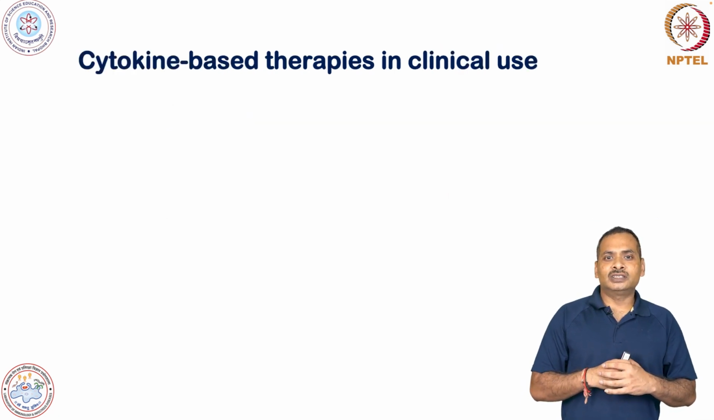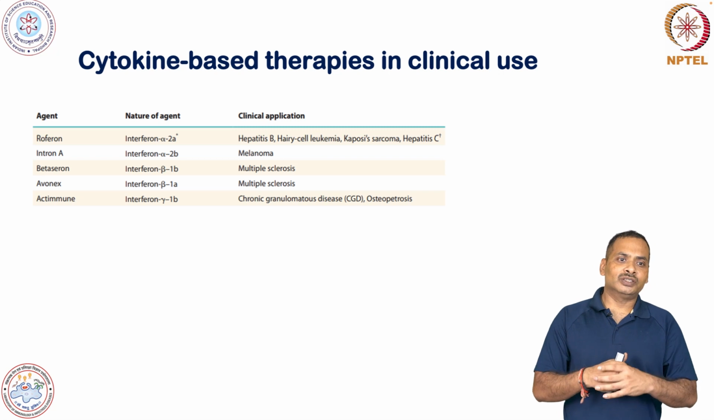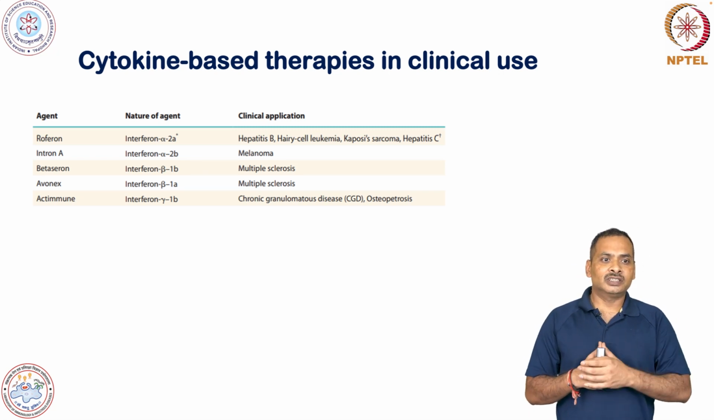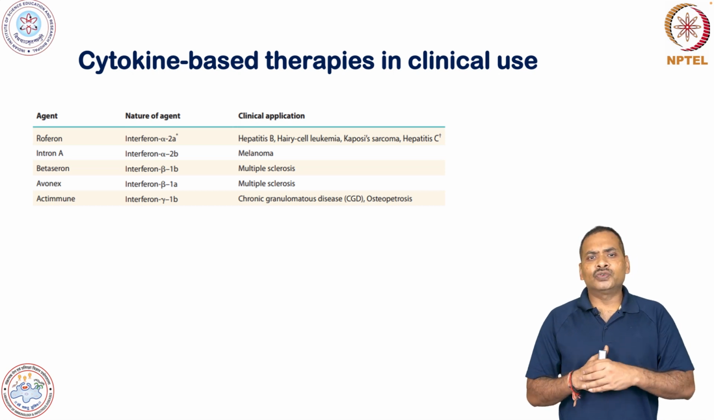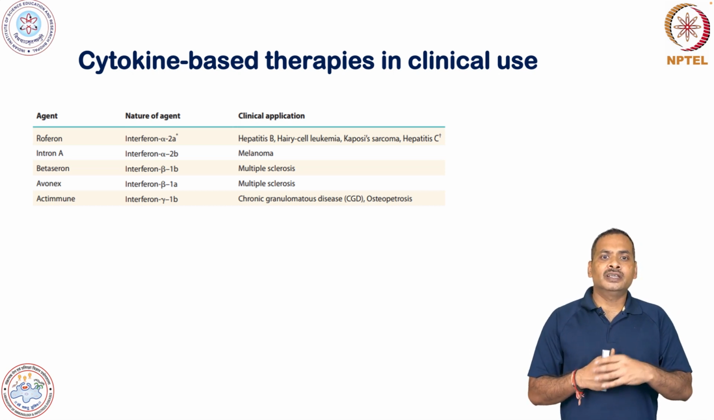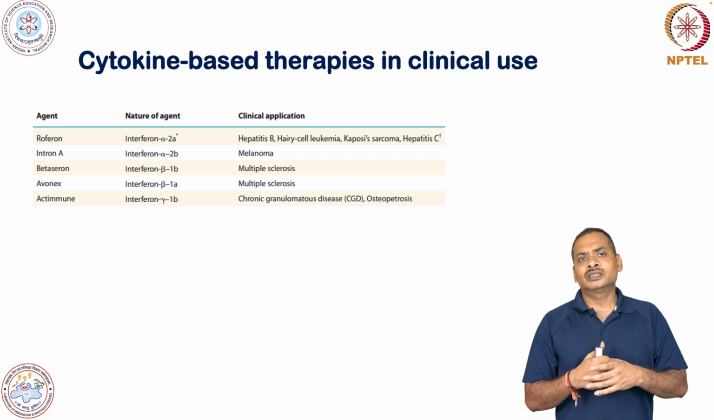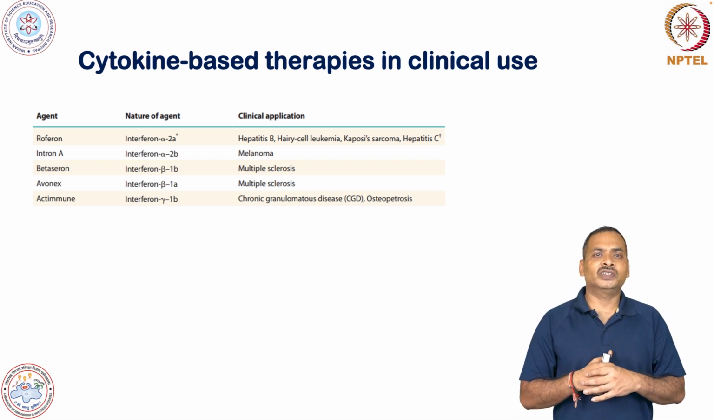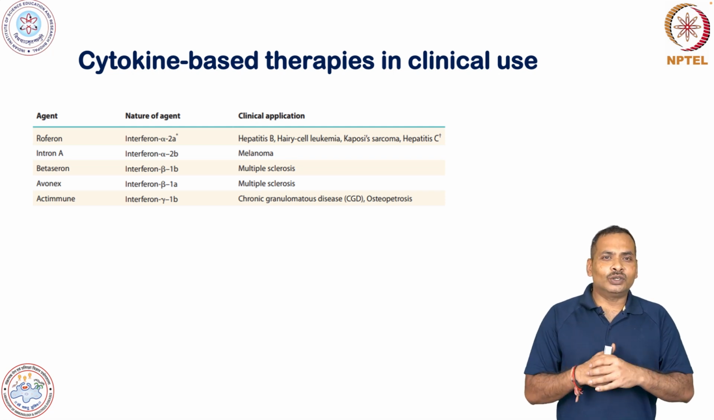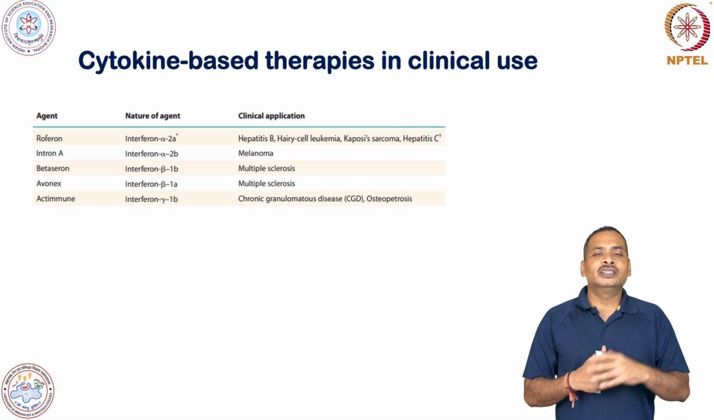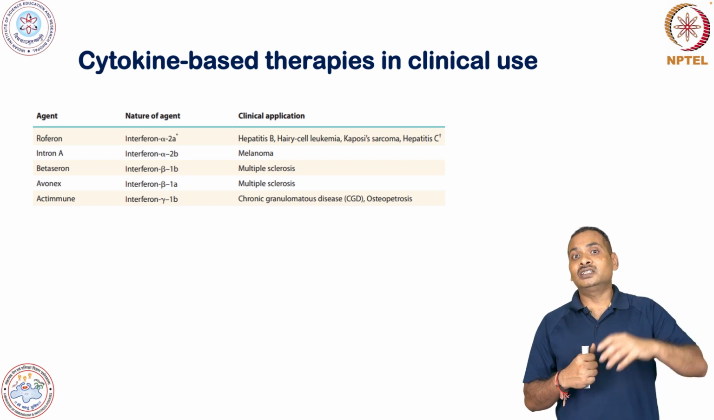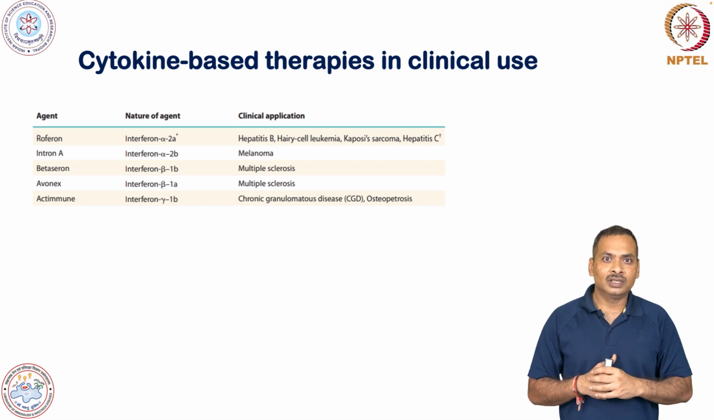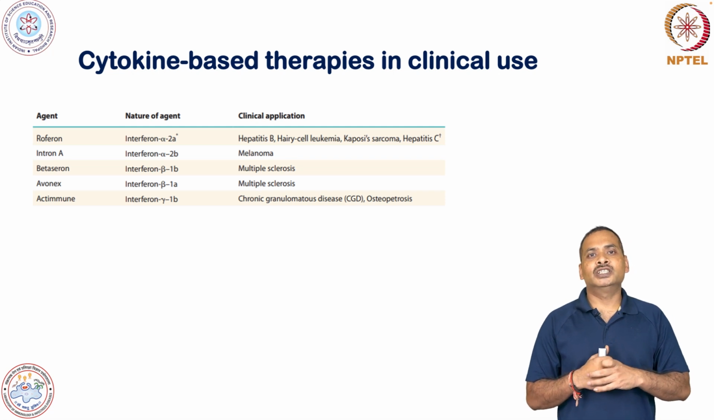So, now I will just summarize this cytokine or interferon based therapy. There is Roferon, this is basically interferon alpha 2A. Okay. And this is used for the treatment of hepatitis B, hairy cell leukemia, Kaposi sarcoma, and hepatitis C infection. Okay. Here I just want to give again a note that type 1 interferon basically consists of interferon alpha and beta, and in human there are 13 subtypes of interferon alpha and only one type of interferon beta. Okay.